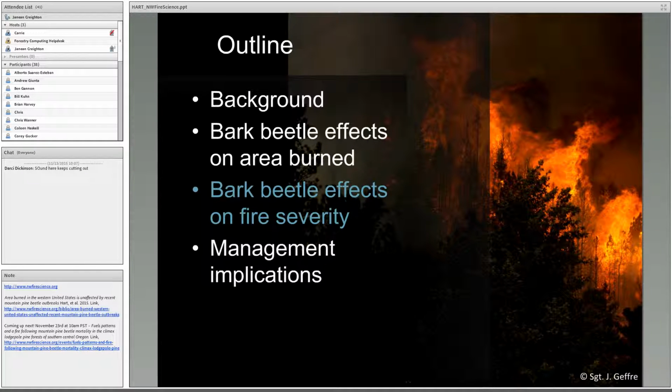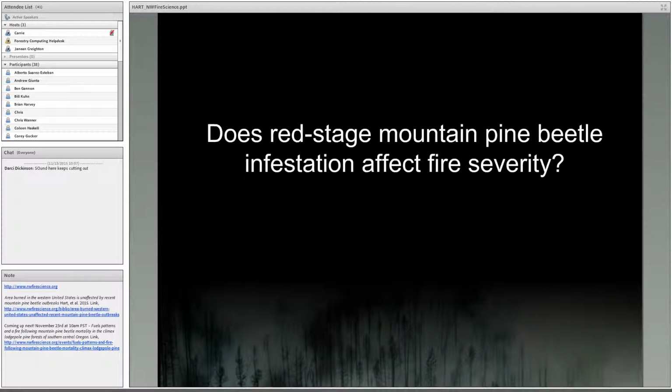That brings me to my next question. How does mountain pine beetle infestation affect fire severity? So are we actually seeing different effects of fire in areas infested by mountain pine beetles? And the question that I was specifically interested in here is, does red stage mountain pine beetle infestation affect fire severity?